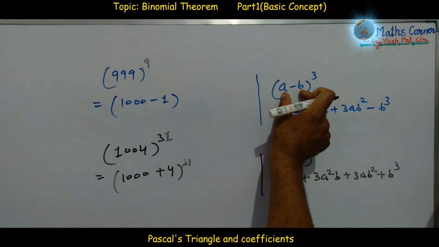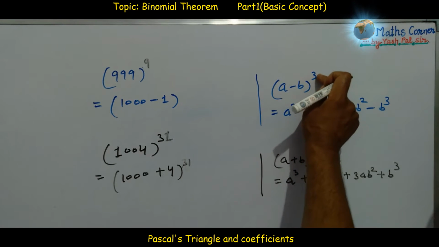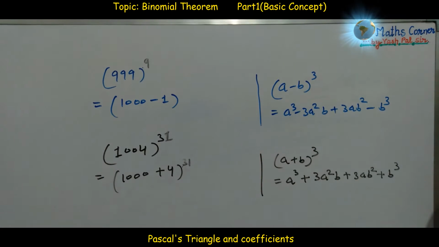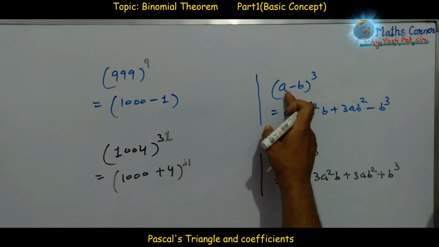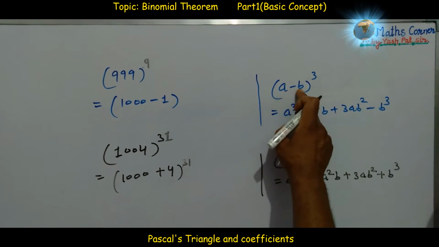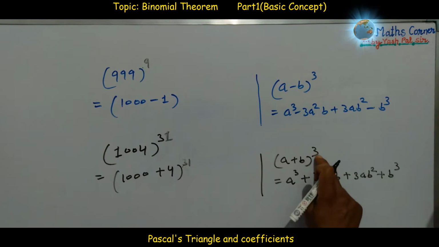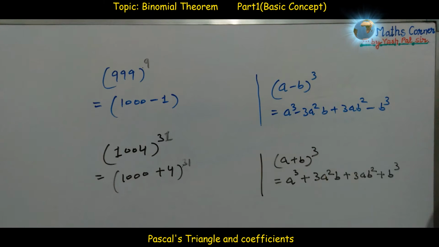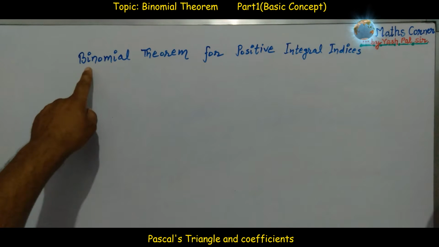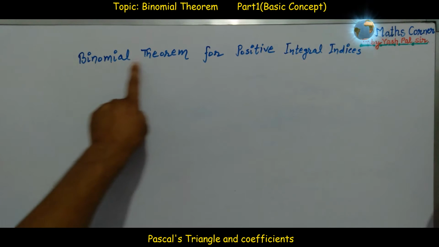two numbers, thereafter outside the bracket raised to some power. Okay, the index is something. So this way we can say binomial. Binomial means two numbers, in between there is plus or minus, and the index power is some integer, some positive integer. Okay, so this is the topic of the day, binomial theorem.